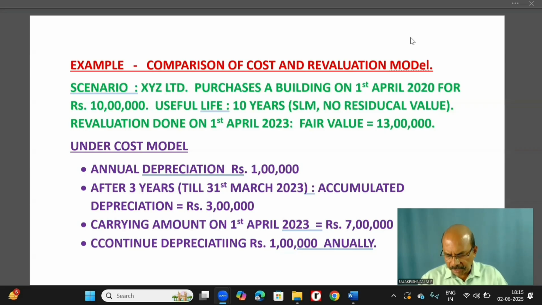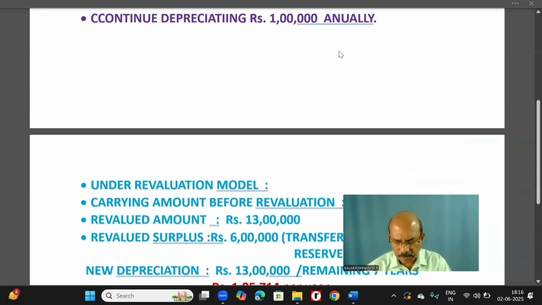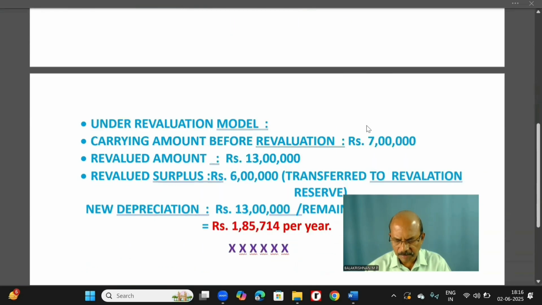Continue depreciation 1 lakh annually. Is it not? Because it's SLM. I've just taken a break here at carrying amount because revaluation has been done. That's why that 7 lakhs figure I arrived at. You will understand it. In the revaluation model, carrying amount before revaluation, we have just arrived at as rupees 7 lakhs. That will be one and the same.